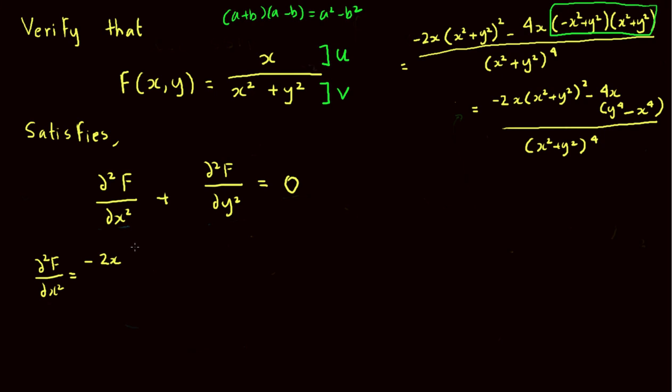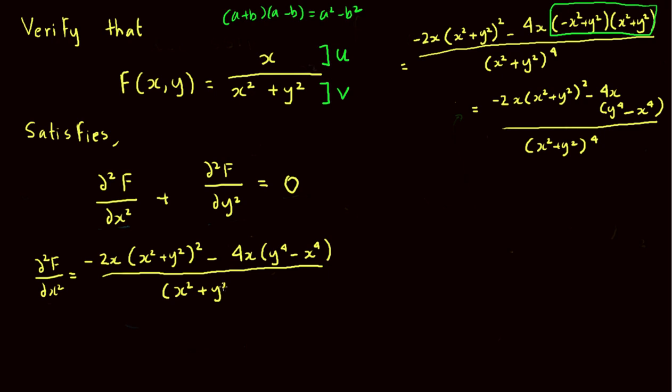Okay, it's just negative 2x (x squared plus y squared) to the power of 2, right? Minus 4xy to the power of 4, x to the power of 4, over (x squared plus y squared) to the power of 4.